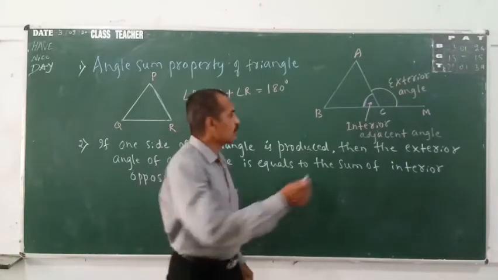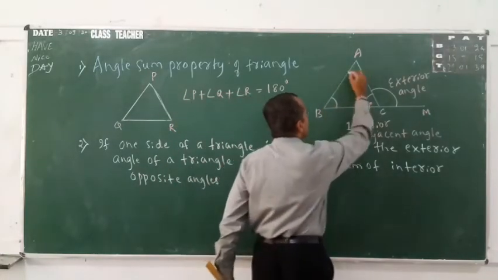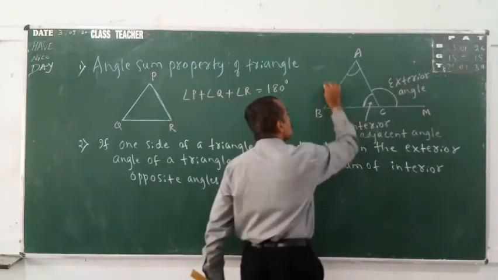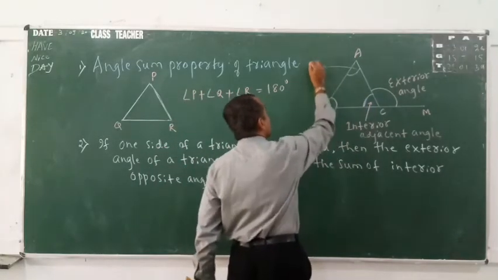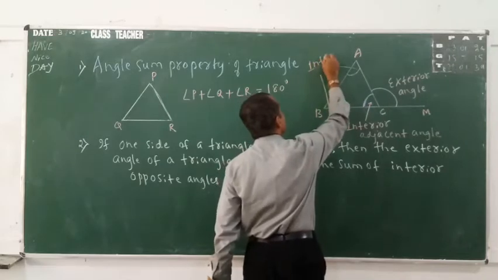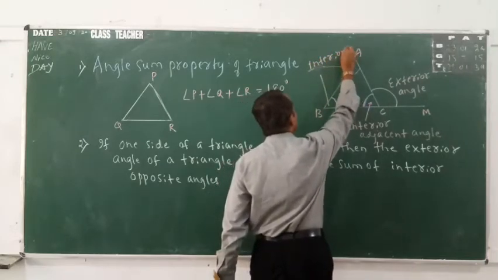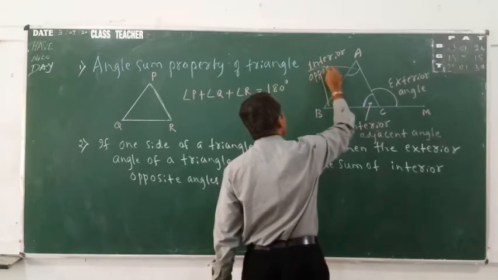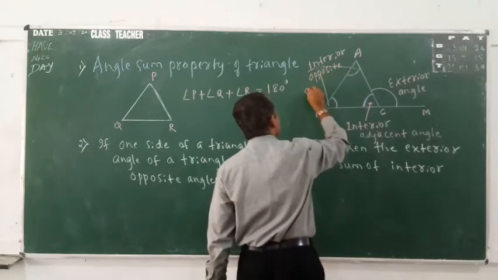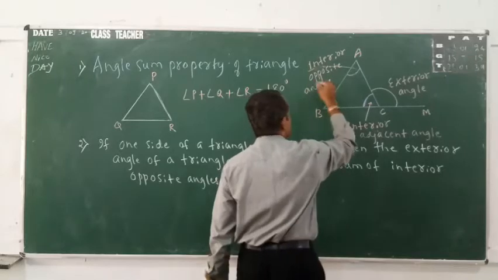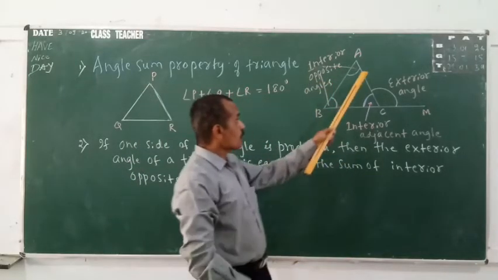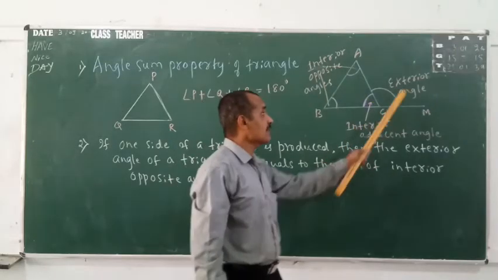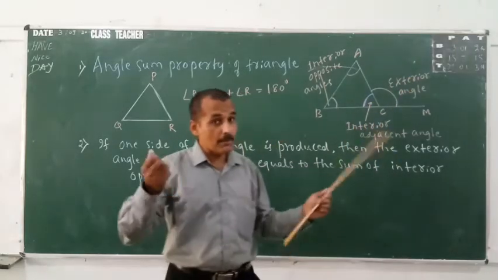Two angles are left out. This is angle B and angle A. These two together we call interior opposite angles. So these two together are the interior opposite angles. This is the interior adjacent angle. This is the exterior angle. Now come back to the property.